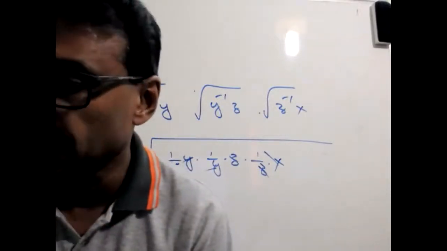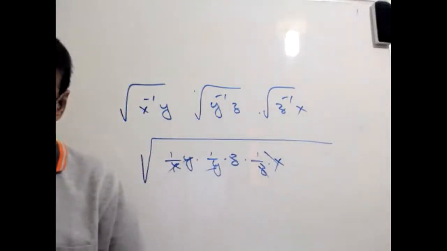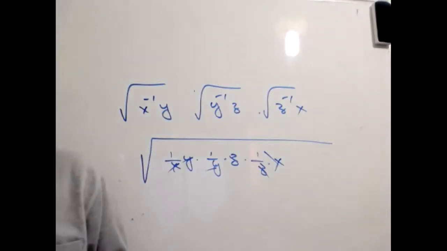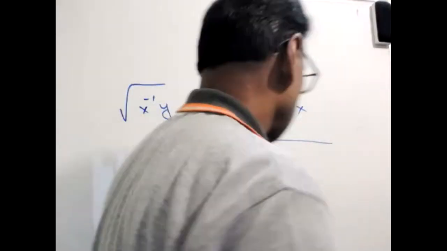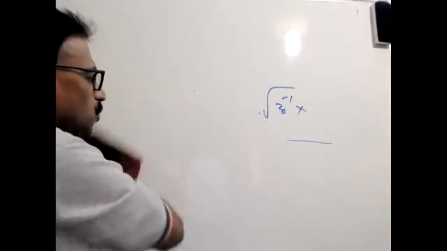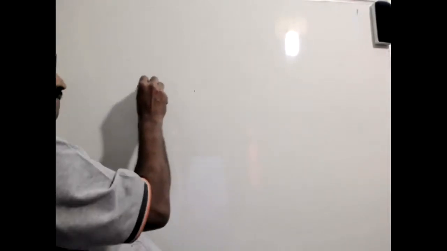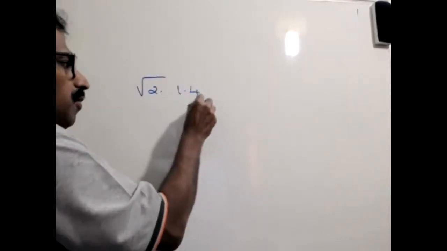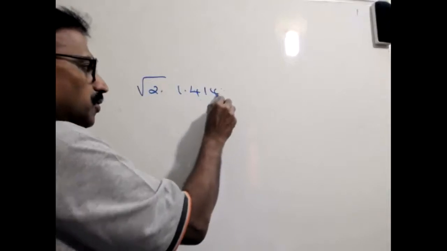Okay. Next one, star question. Look here. If root 2 equals, this combines both chapters. If root 2 equals 1.4142.